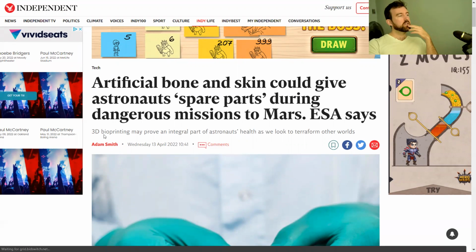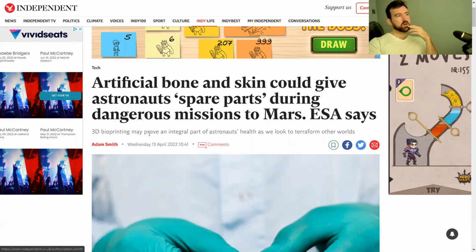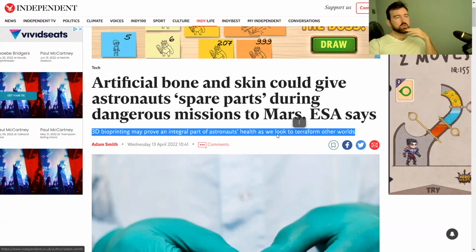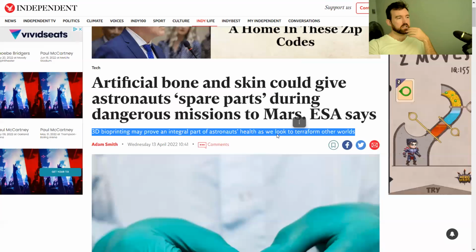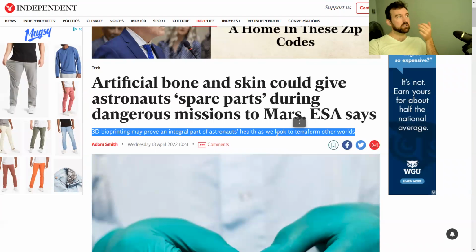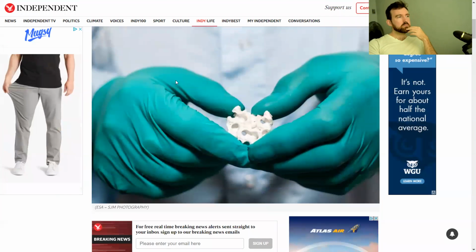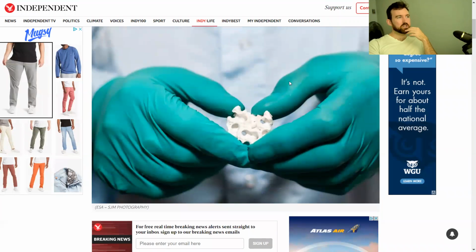Headline: 3D bioprinting may prove an integral part of astronauts' health as we look to terraform other worlds. That's just a little subheading. You don't have to do that. If you do want to do that, it is kind of impressive to the examiner, so it's not bad to do that. Okay. You don't have time to create a picture in your exam, but obviously newspapers and magazines often would have pictures.